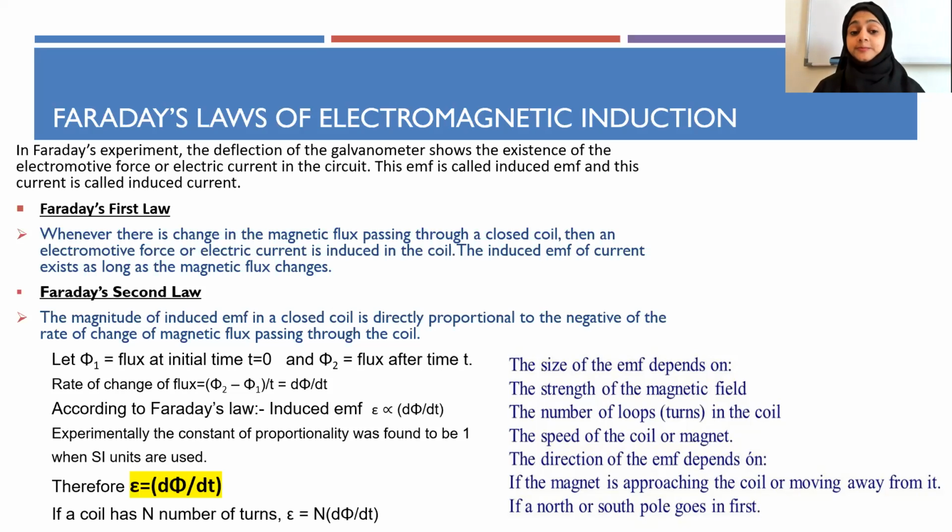So whatever way we change the magnetic flux passing through a closed coil, an electromotive force or electric current is induced in the coil. And the induced EMF or current exists as long as the magnetic flux changes. If it is not changing, which means it is stationary, we saw that if the magnet remains stationary, flux is not changing. So there is no EMF or induced current. Is that clear? Faraday's first law?